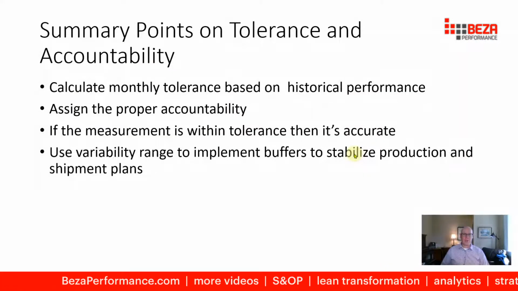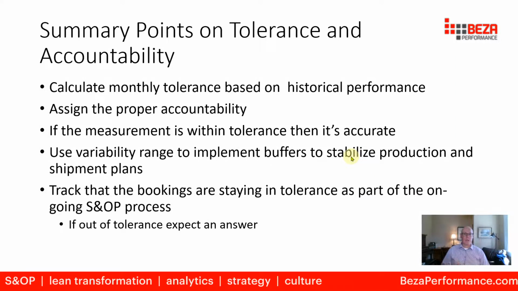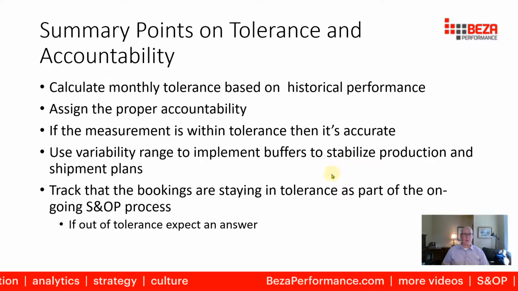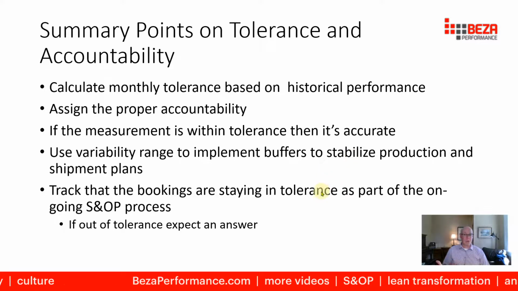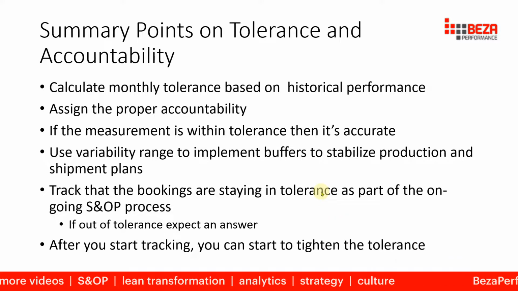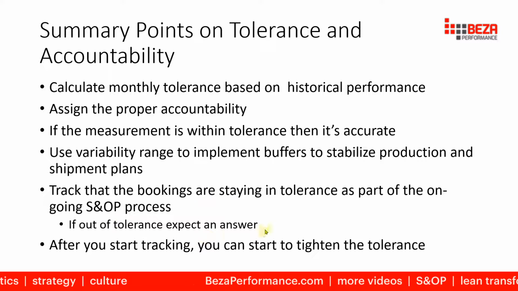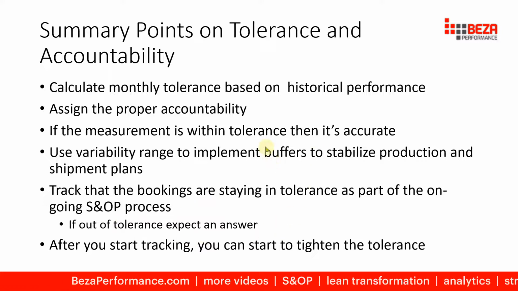So you want to be able to set those, and then track that the bookings are staying in tolerance as part of the ongoing S&OP process. If it's out of tolerance, expect an answer. And finally, after you start tracking, you can start to tighten the tolerance. So those would be my main points on this.